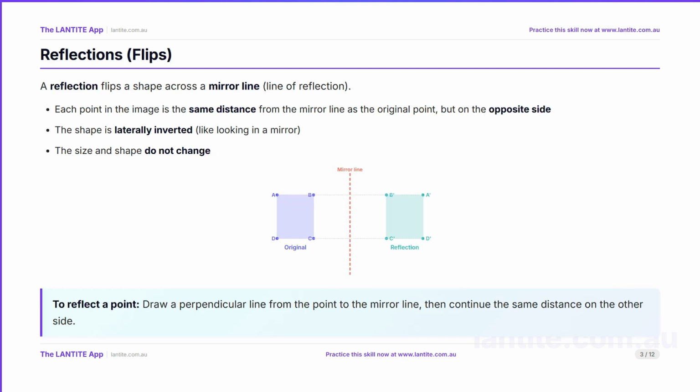A reflection flips a shape across a mirror line, also called the line of reflection. Every point in the reflected image is the same distance from the mirror line as the corresponding point in the original shape, but on the opposite side. The reflected shape is laterally inverted, just like your reflection in a mirror. Importantly, the size and shape do not change, only the orientation changes. To reflect a point, draw a line perpendicular to the mirror line from the point. Measure the distance, and mark the same distance on the other side.